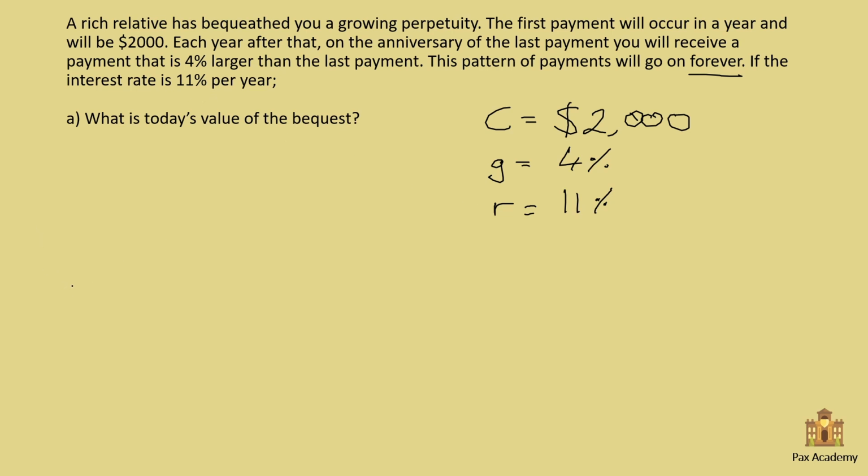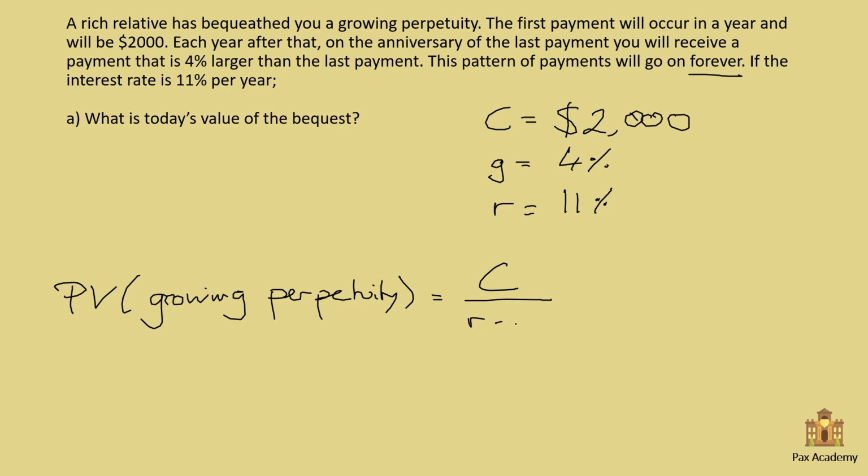So remember, the formula for the present value of a growing perpetuity is equal to the cash flows over R minus G. Therefore, in this case, we simply write down everything that we know. So we know the cash flow is 2,000. The interest rate is 11% in decimal places, that's 0.11, minus the growth rate, which is 4%, so 0.04.